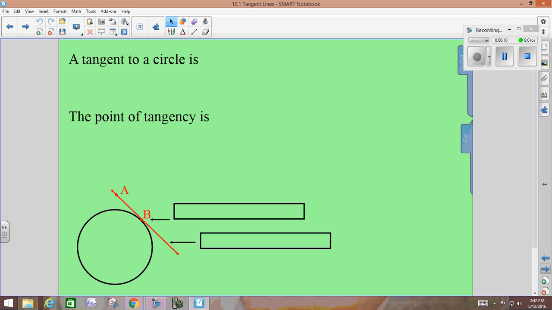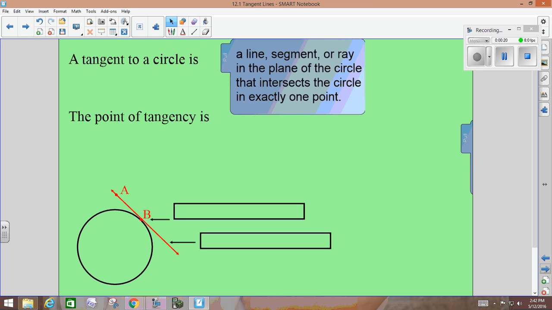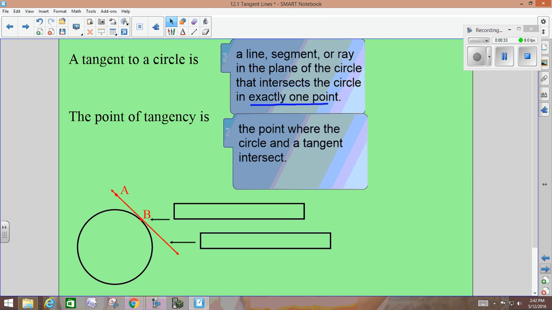We've talked about tangent in relation to right triangles already, how the tangent is the opposite side over the adjacent side. Tangent in relation to a circle is a line, segment, or ray that intersects the circle at exactly one point. So to be tangent to something, that means you only intersect it at one point. The point of intersection is called the point of tangency.